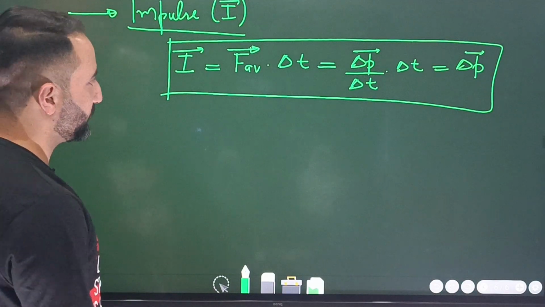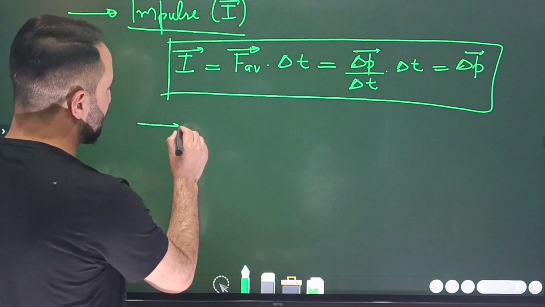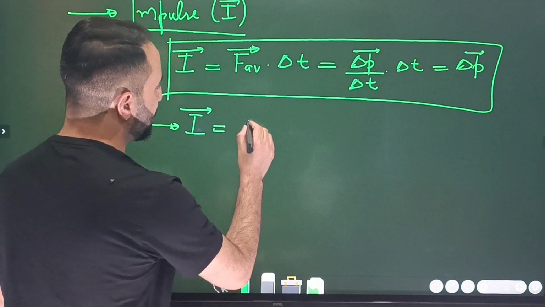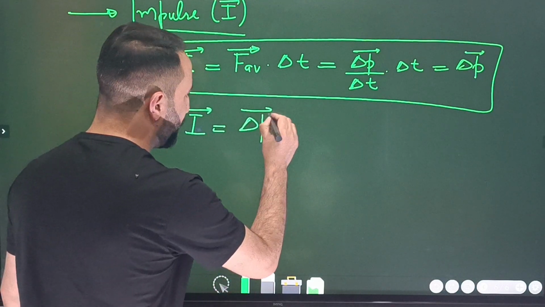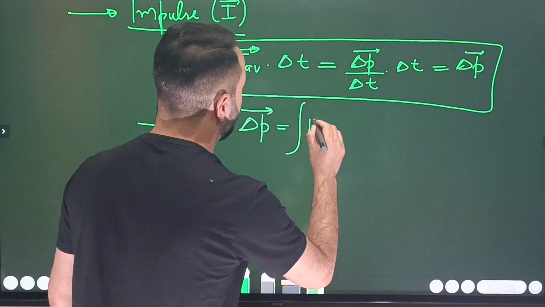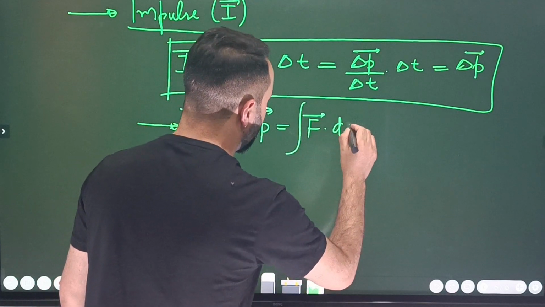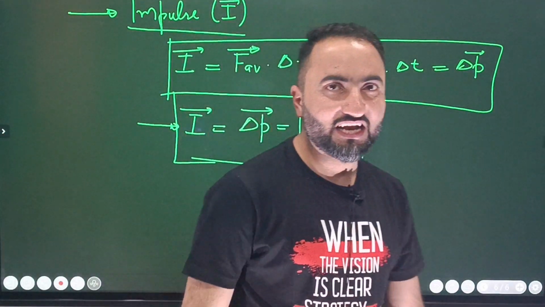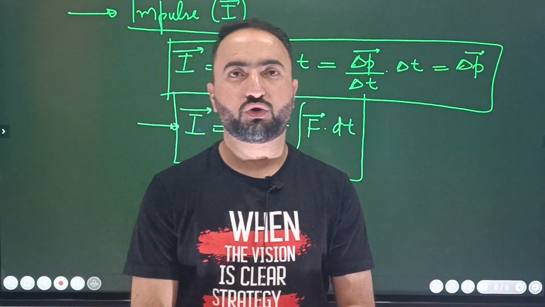Great, perfect. Now we have one more equation, and that equation is like this: the impulse of a force is equal to change in momentum, which is delta p. But you know that this delta p is in turn equal to integration of f dt. A good number of questions are asked on this very equation, so it is really important. Later on you will see that when we will be doing the questions on this.